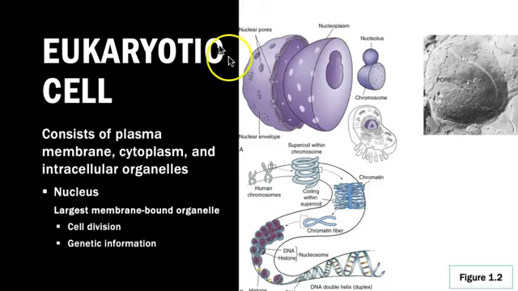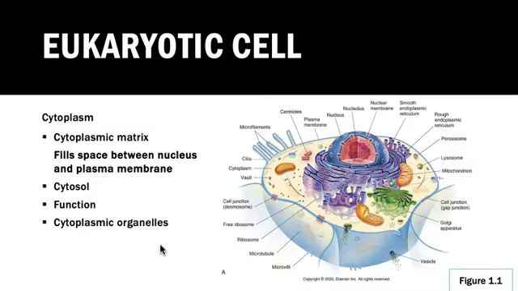So first we'll discuss the nucleus, which we see pictured over here and here. And this is our largest membrane-bound organelle and will assist us with cell division and genetic information. We'll talk about cell division toward the end of this lecture, and the genetic information will be touched upon more in Chapter 2. So our cytoplasm, we said, was this cytoplasmic matrix that we find within the cell. It's filling up that space really between the plasma membrane, having these organelles suspended within it, and then all the way up to the nucleus.